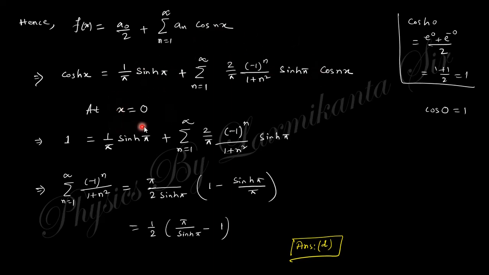Now you need to put x equal to 0. If you put x equal to 0 in this expression, you can see cos hyperbolic 0 is 1, and you get this relation. So sine hyperbolic pi is written down here, and put this here. You can see this cos 0 is 1, and then rearranging this integral value on the right hand side and this on the left hand side like that. Just rearranging, you get this solution. I think this process is clear.